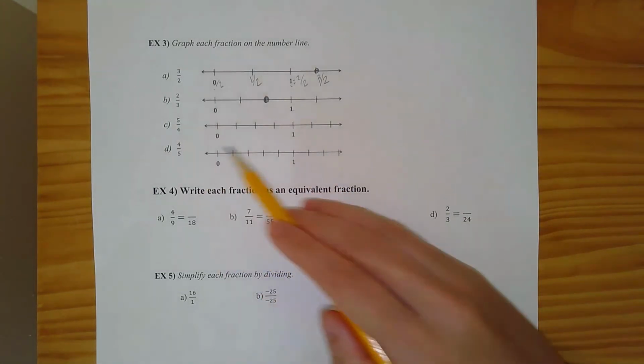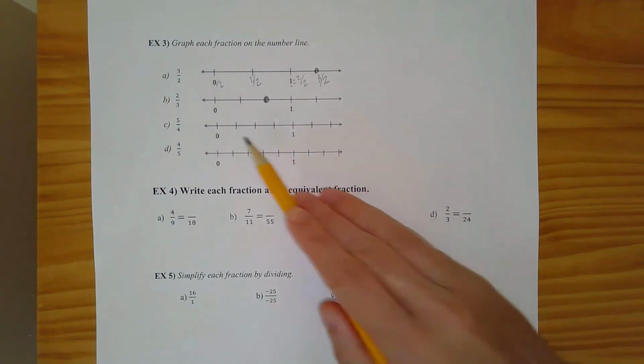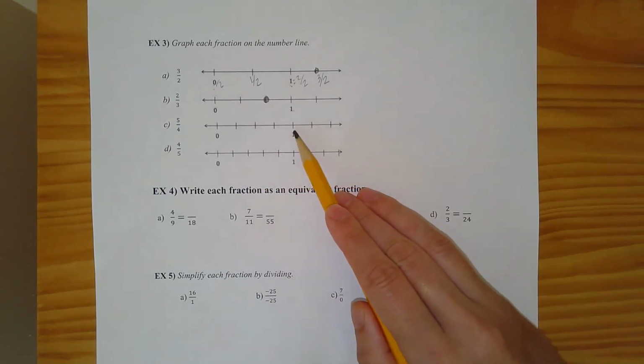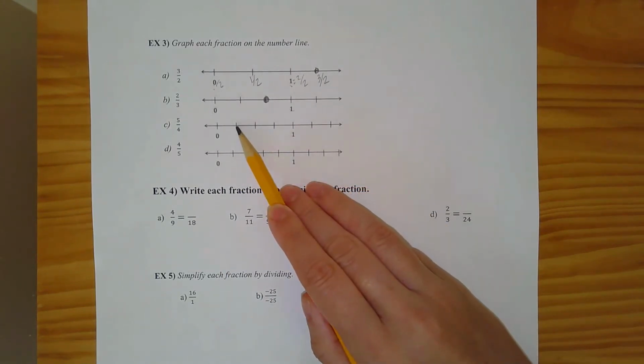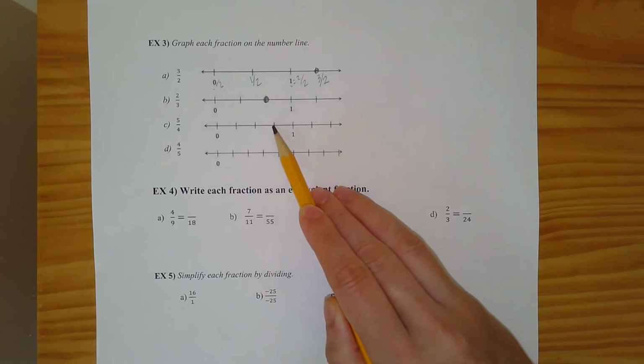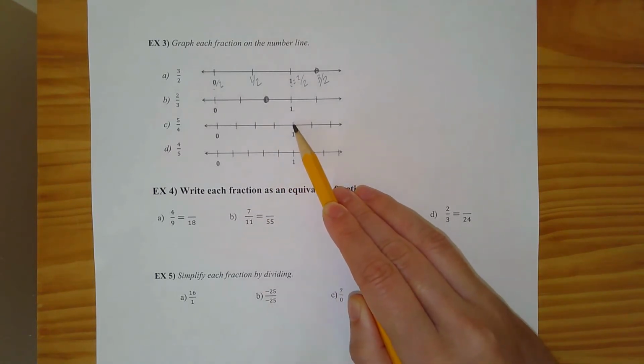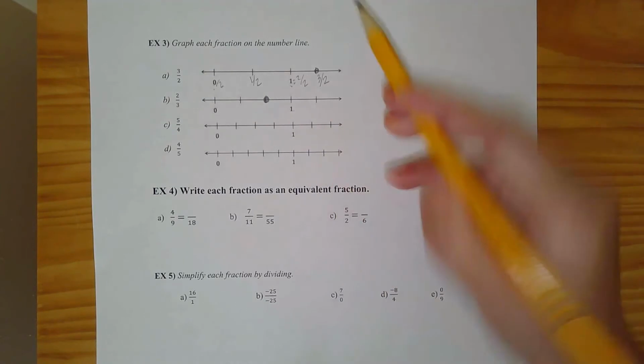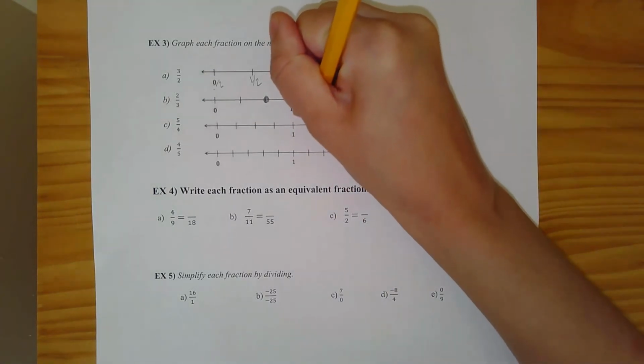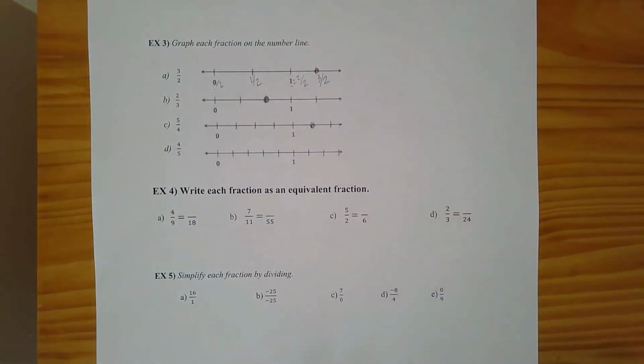Next is 5/4. So here is 0, here is 1, and I've already divided us into fourths on this one. So this is 1/4, 2/4, 3/4, 4/4, which would be a whole, and next is 5/4. So that's where it would be on the number line.